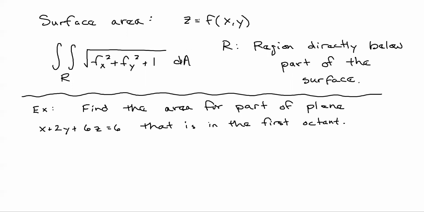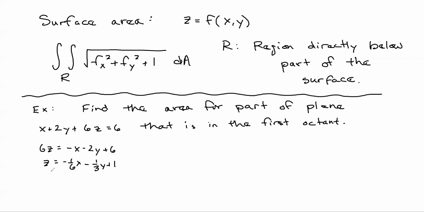Okay, so if we look at our surface area formula, notice that it has z by itself. We have z equals f of x, y. So we first need to get a z equals for this, which means solving for z. We could do 6z equals negative x minus 2y plus 6, and then z equals negative 1/6 x minus 1/3 y plus 1. Okay, that gives us our surface. Now we need to figure out what the region is that's directly below the part of the surface that we're trying to find.